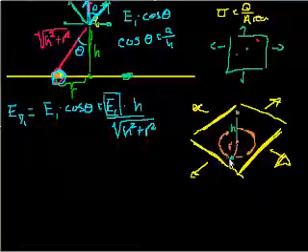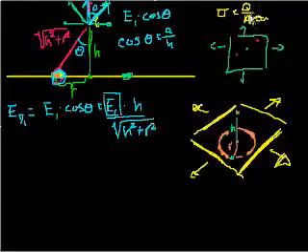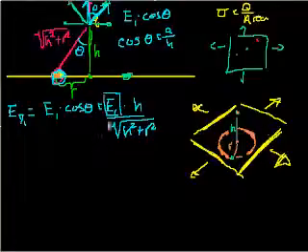To do that, we just have to figure out the area of this ring, multiply it times our charge density, and we'll have the total charge from that ring. And then we can use Coulomb's law to figure out its force, or the field at that point.